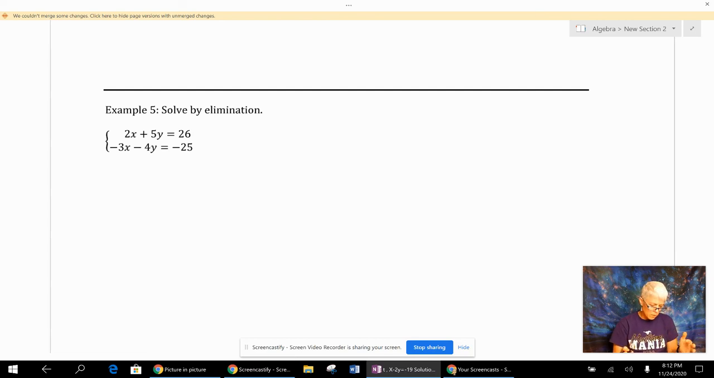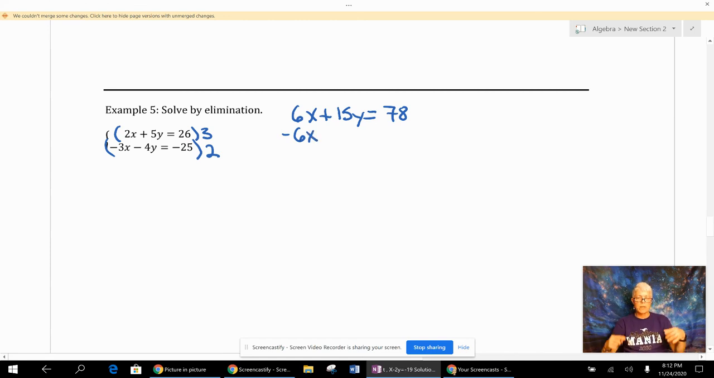So what I'm going to do is I'm going to take this first one. I'm going to multiply it times 3, and I'm just going to rewrite both of these. 6x plus 15y equals 78. Okay, then I'm going to take the next one and I'm going to multiply it by a 2. And look, now I have a -6x.